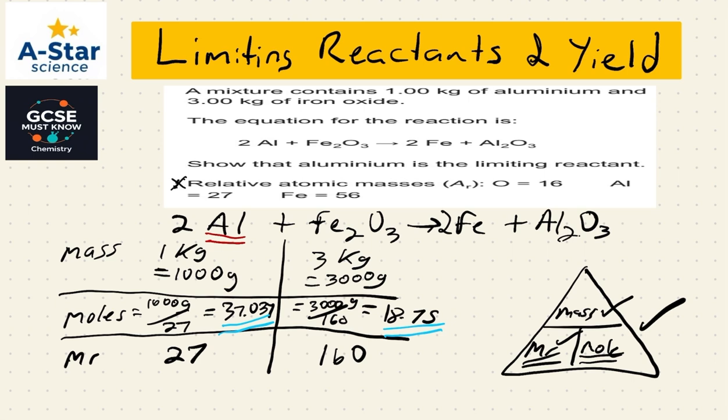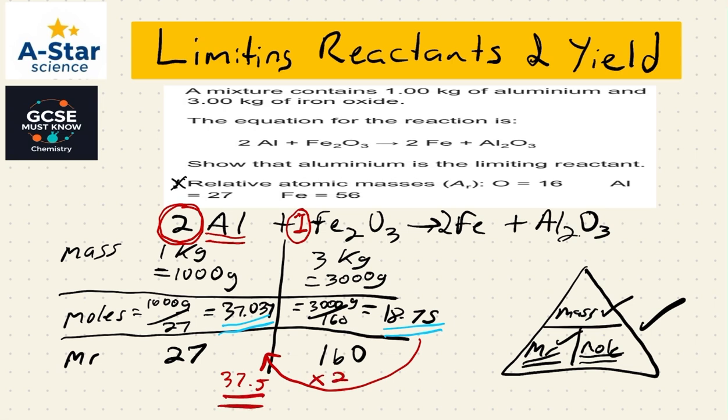We're trying to find out the limiting reactant. Which one has the least moles? Now, really importantly, if we look at the top, at the equation, this says there are 2 moles of aluminum to every 1 mole. There's not a number there, but that means 1 to every 1 mole of iron oxide. So we need to have basically double the amount of moles of iron oxide. Okay, so let's look at that. If we take 18.75 times 2, this should be 37.5.